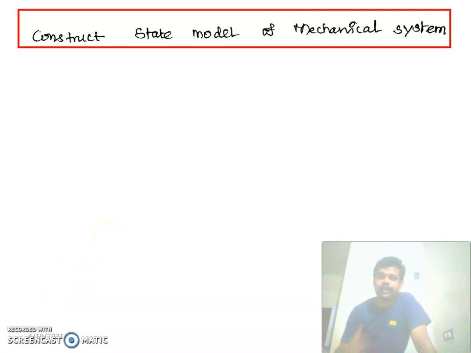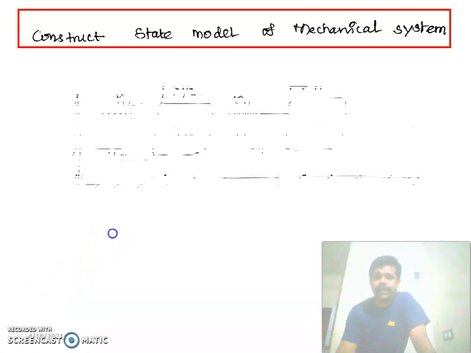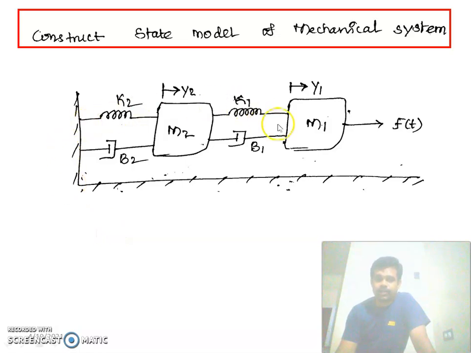We are going to construct the state model of a mechanical system. So this is the given mechanical system. Here you are having two masses M1 and M2. A force is applied to the mass M1, and due to this applied force, the displacement occurred in the mass M1 is y1, and the displacement occurred in the mass M2 is y2.